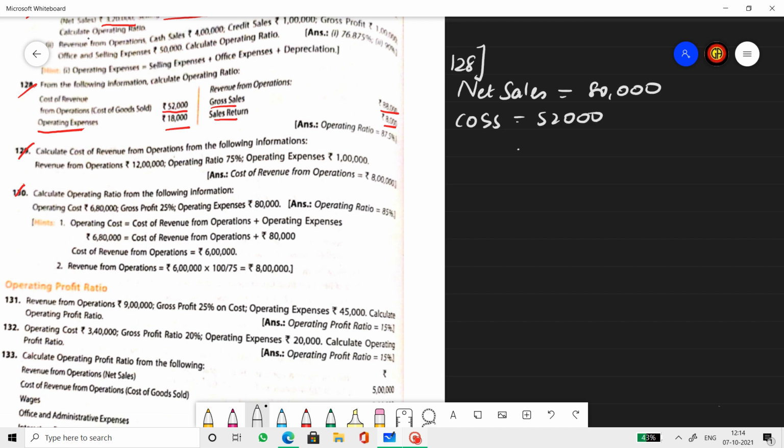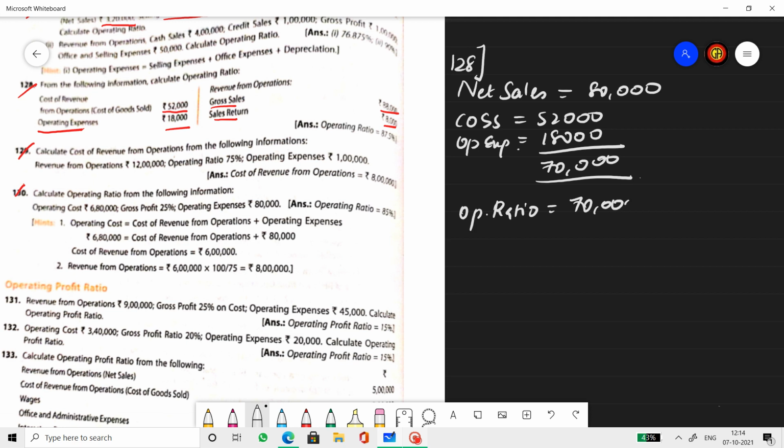Now we need COGS, which is given in the question as 52,000. And then operating expenses is also given, which is 18,000. Cost of goods sold plus operating expenses is operating cost, which is 70,000. So operating ratio equals operating cost by net sales into 100. 70,000 divided by 80,000 into 100. So that is 87.5 percent. Now 129.